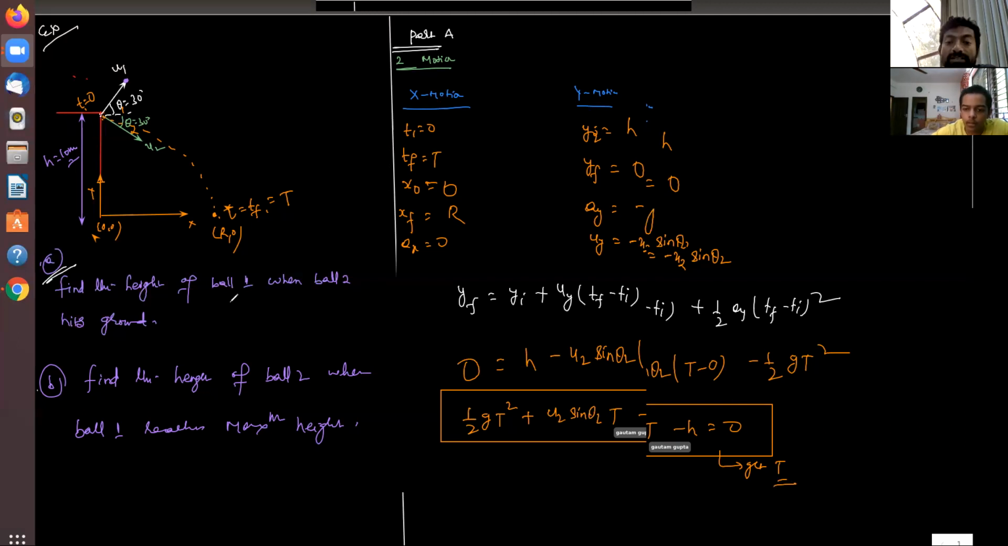Now, what is it asking? Find the height of ball 1. So now the same analysis you have to do for ball 1. So for ball 1, what will you write? Can I erase the right part? Done. Did you understand? Any doubt till here? No, sir.